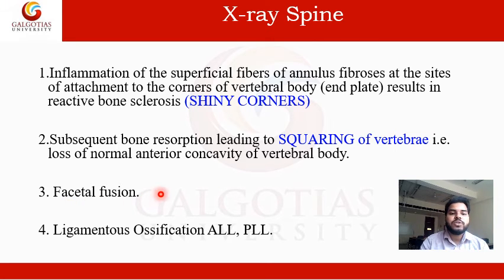And the third one is your facet fusion. Your facet joints will be fused, and ligamentous ossification is also there. That is the ligaments, the ALL, anterior longitudinal ligament, and the posterior longitudinal ligament.